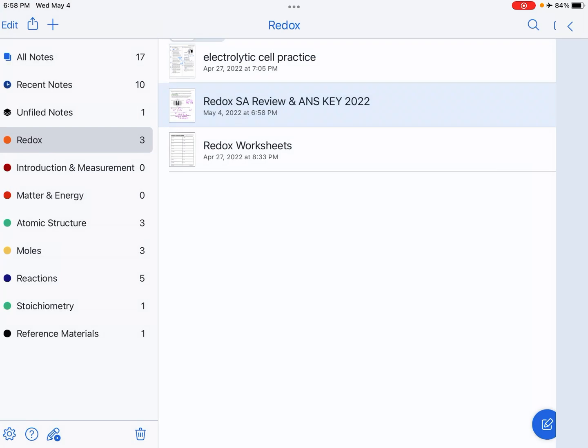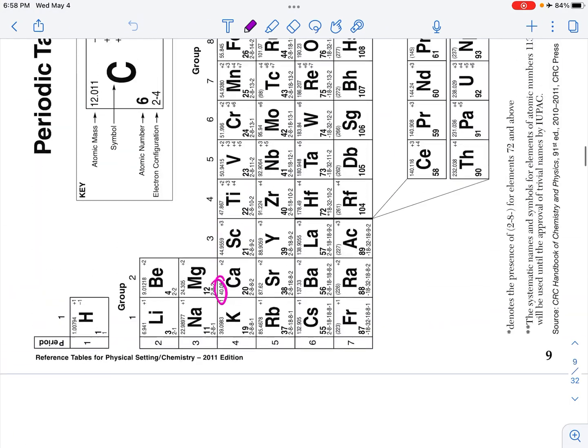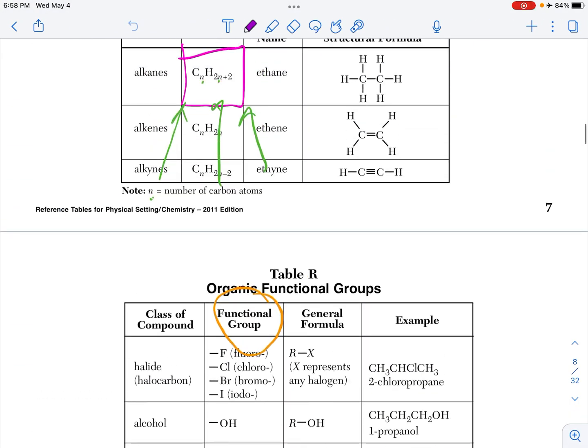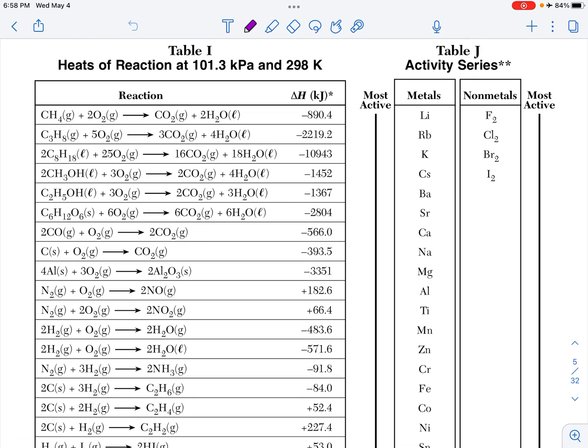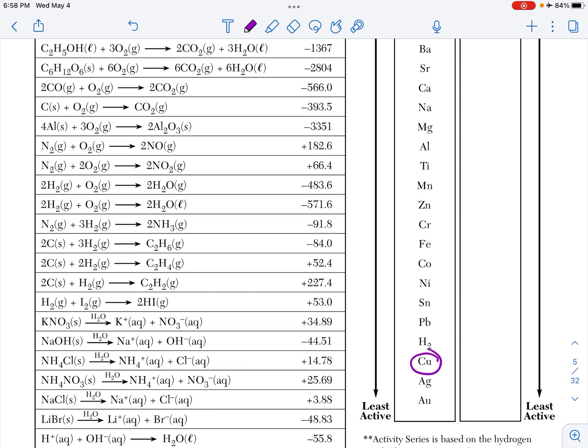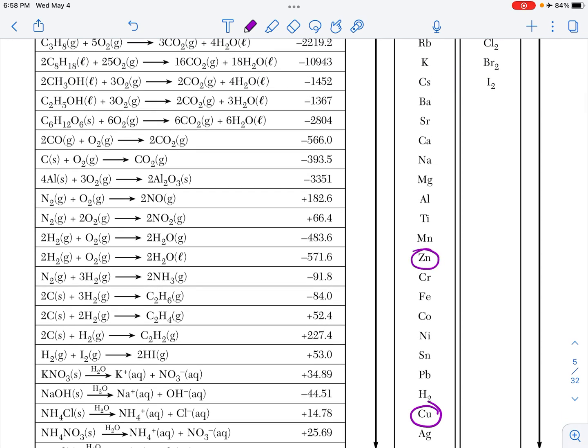So we need to go to table J, and we need to figure out who is higher. So we have copper and zinc. Hold on. Copper and zinc. So copper is here and zinc is here. So zinc is higher, which means it's active and it's more easily oxidized, which means we're going to lose electrons from there.